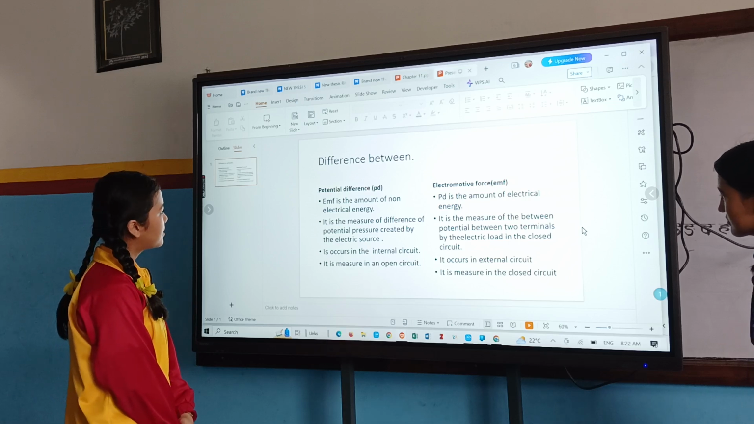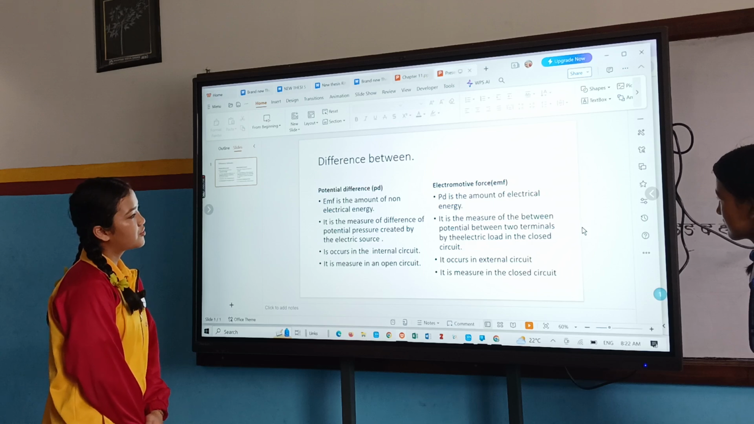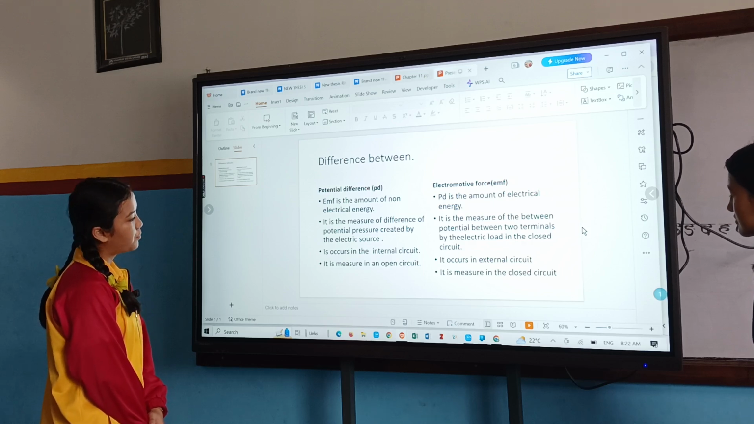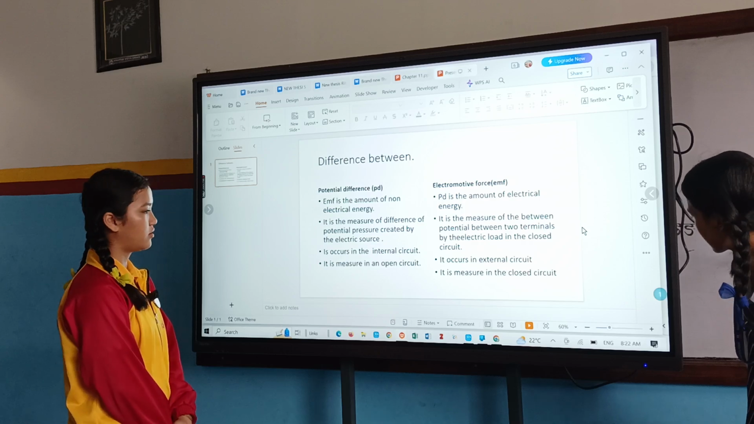So read out: potential difference occurs in the external circuit. Electromotive force is measured in an open circuit, and potential difference is measured in the closed circuit.